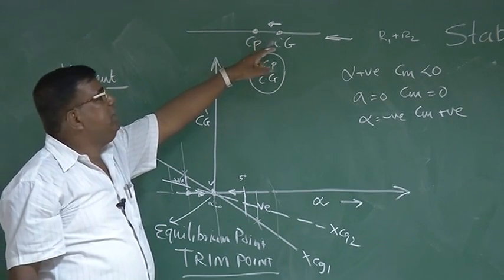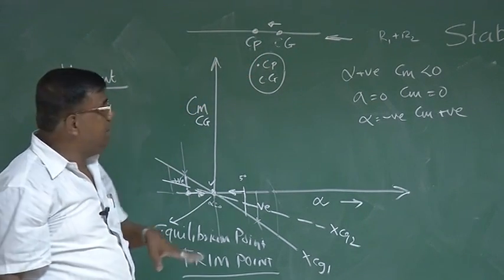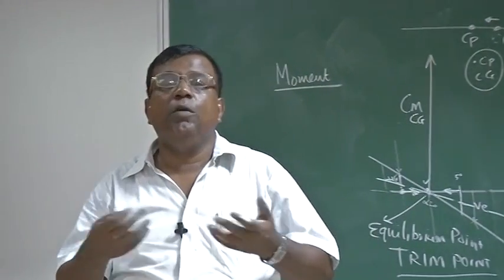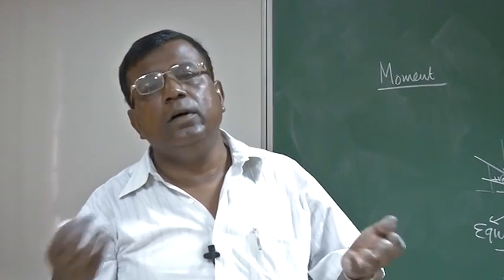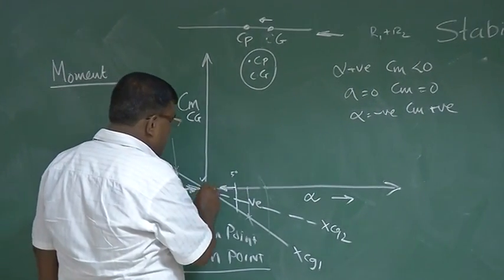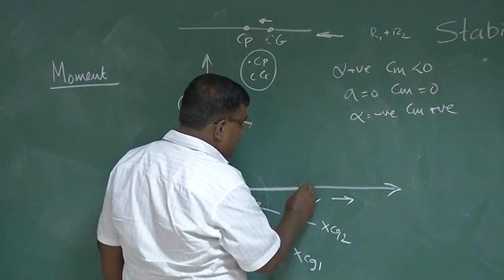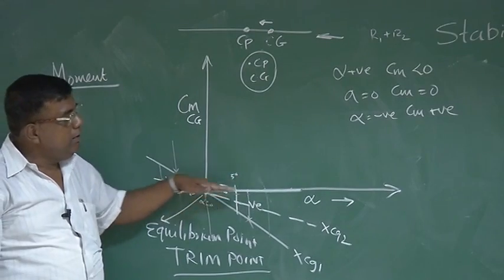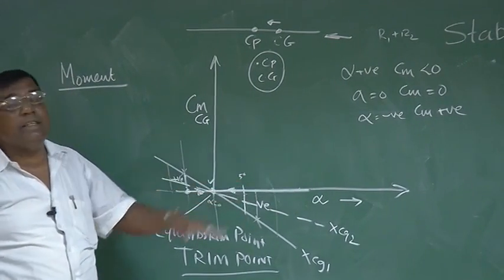When the CG and CP coincide, what is the restoring moment? There is no moment arm, so it is 0. So at that time it becomes neutrally stable. There won't be any moment. Whatever disturbance you give, the slope of this line will become 0, or it will become parallel to the x-axis.